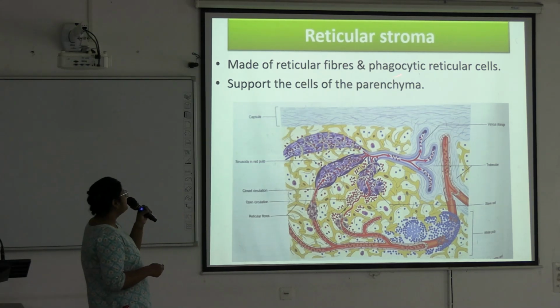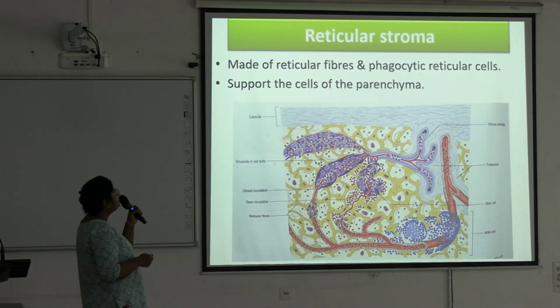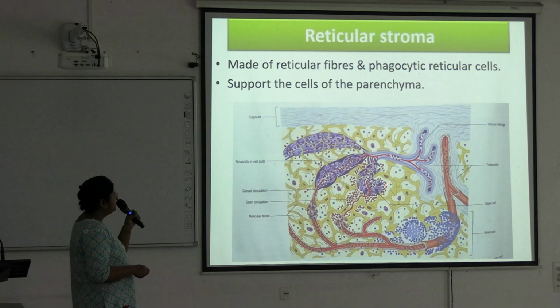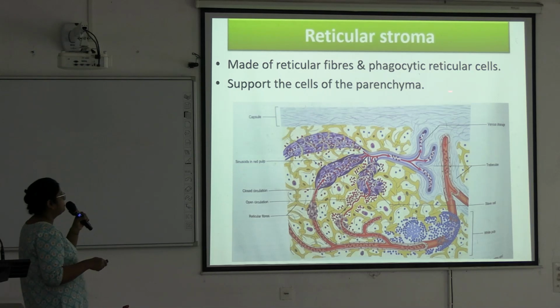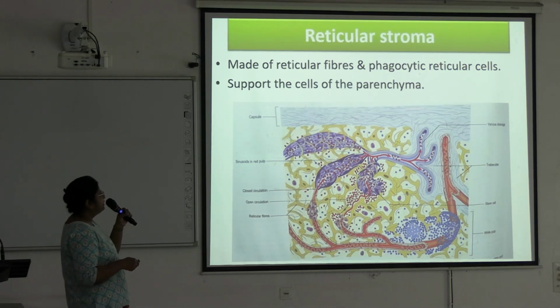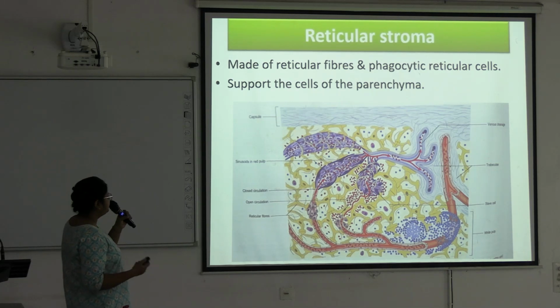So these structures form the reticular stroma. The stroma is made up of reticular fibers. These fiber-like structures are the reticular fibers and phagocytic reticular cells. So these are the reticular cells, and they support the cells of the parenchyma. So this is the function of the reticular stroma.